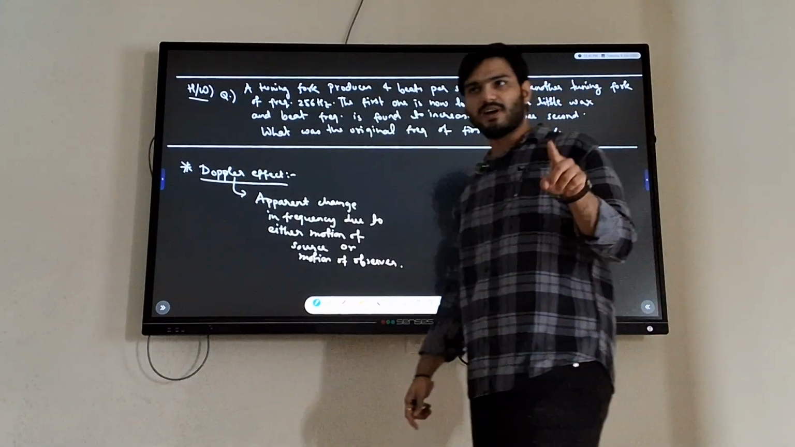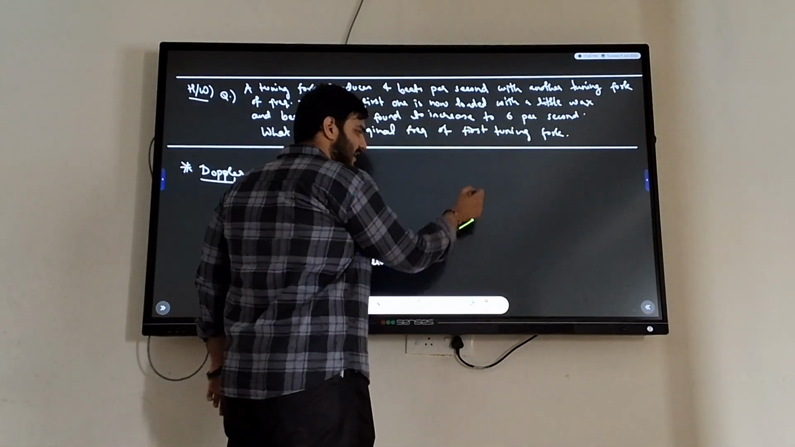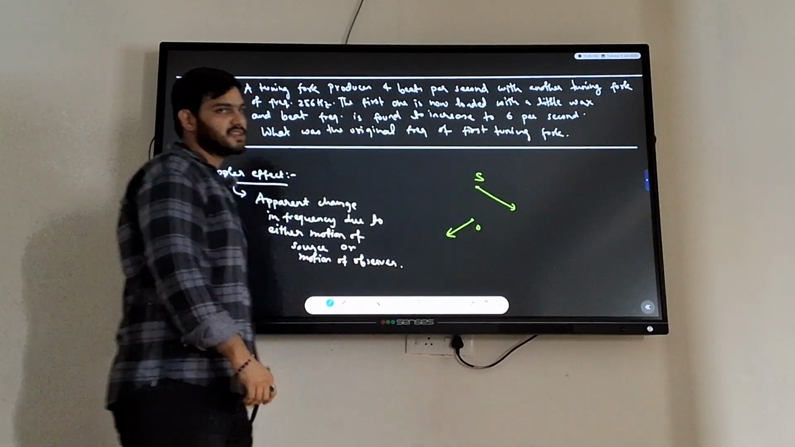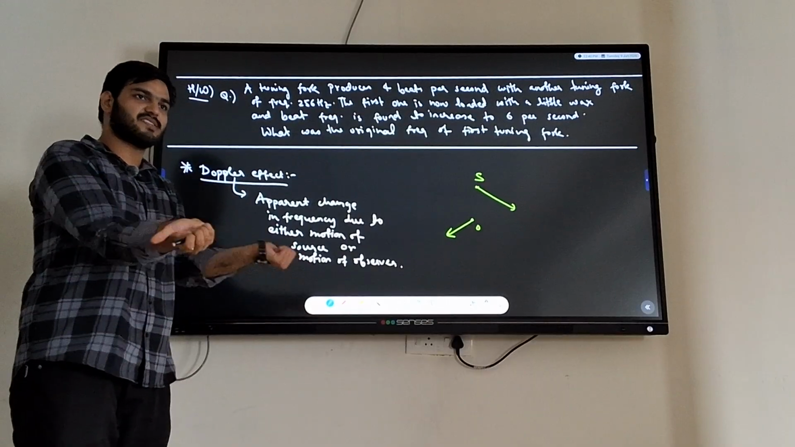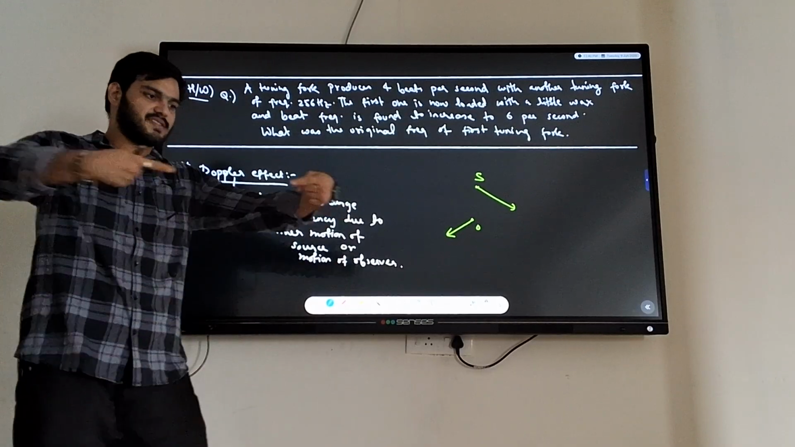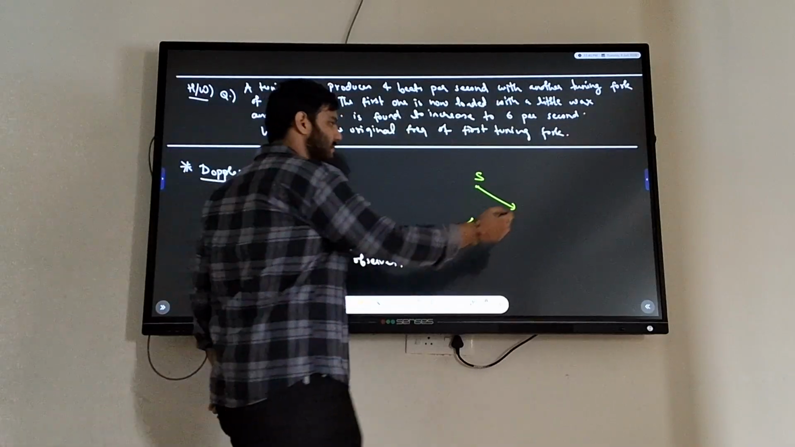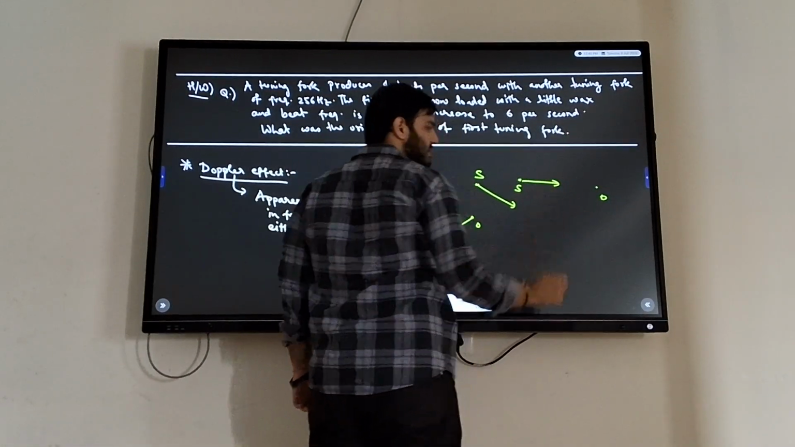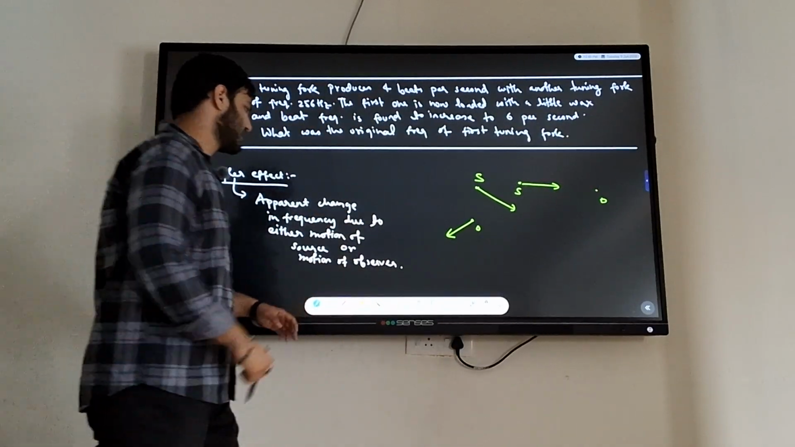Need not be true, because you may move like this and the source may move like this. This is also possible. This is a 2D kind of motion where the velocity vectors are making some angle theta, not angle 0. I will take the simplest case where they are actually making 0 angle. यहाँ पर observer, यहाँ पर source है, and it's moving towards me or away from me. We will start with simplest cases.